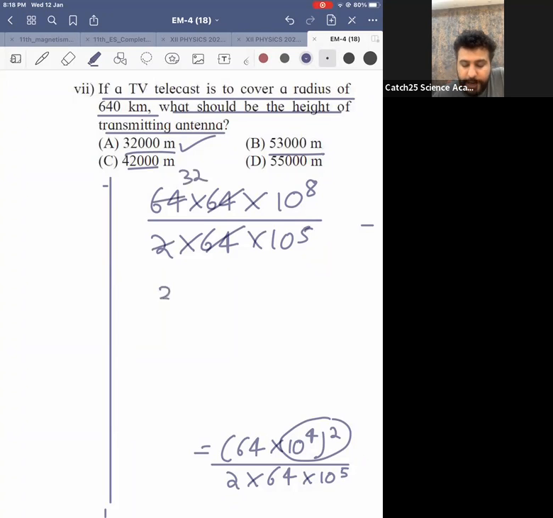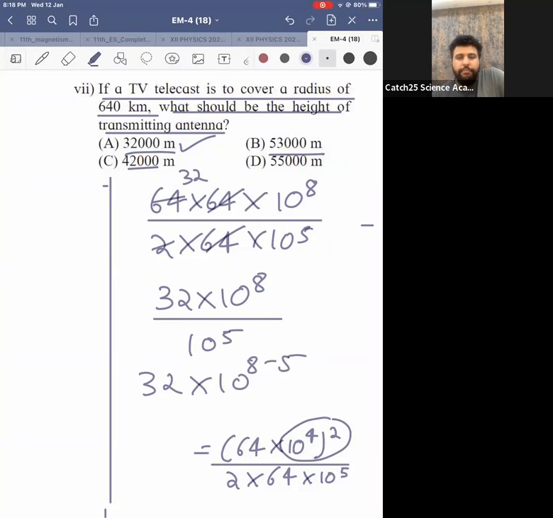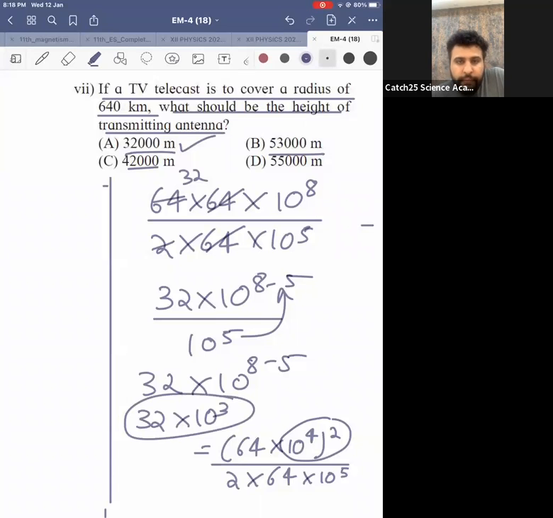Therefore, can I say I am left with 32 into 10 power 8 divided by 10 power 5? Or 32 into 10 power 8 minus 5? Because if I take 5 to the numerator, it becomes minus 5. Therefore, I am having the answer 32 into 10 power 3. Now, 32 into 10 power 3 is nothing but 32,000 meter.